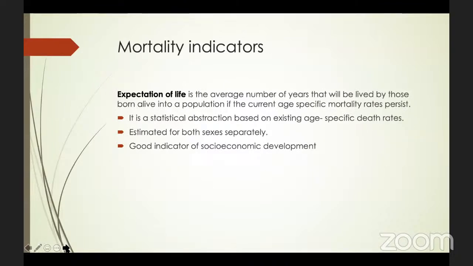Also life expectancy, which is the average number of years that will be lived by those born alive into a population if the current age-specific mortality rate persists. So this is a statistical abstraction based on existing age-specific death rates. It is estimated for both sexes separately and is a good indicator for socioeconomic development. Next, please.